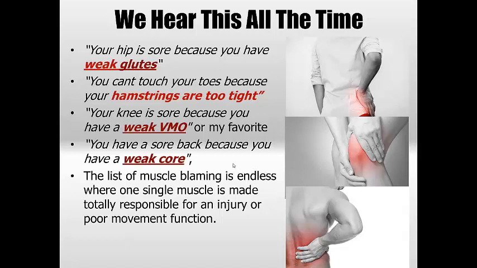Your hip problem is because you've got weak glutes, or a knee problem. Can't touch your toes because your hamstrings are too tight. Your knee is sore because you've got a weak VMO. Got a sore back because you've got a weak core. We've heard them all, right? They may actually be a contributing factor, but to say it's the only thing is really ignorant of how it interacts with other things.